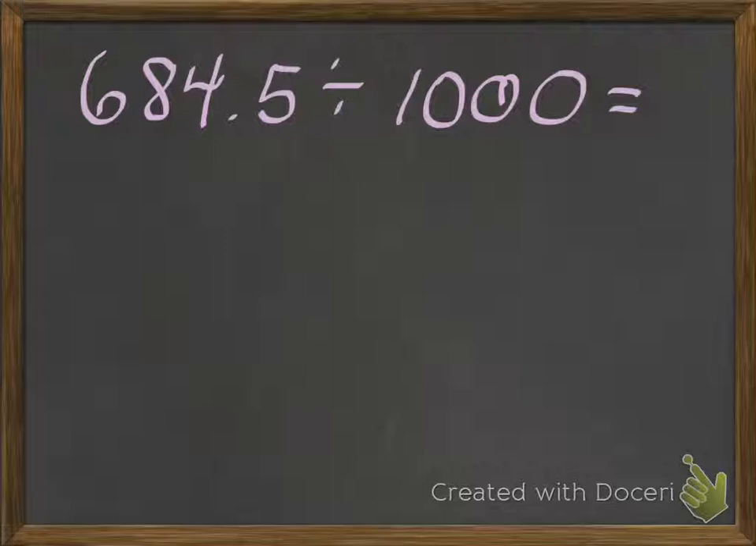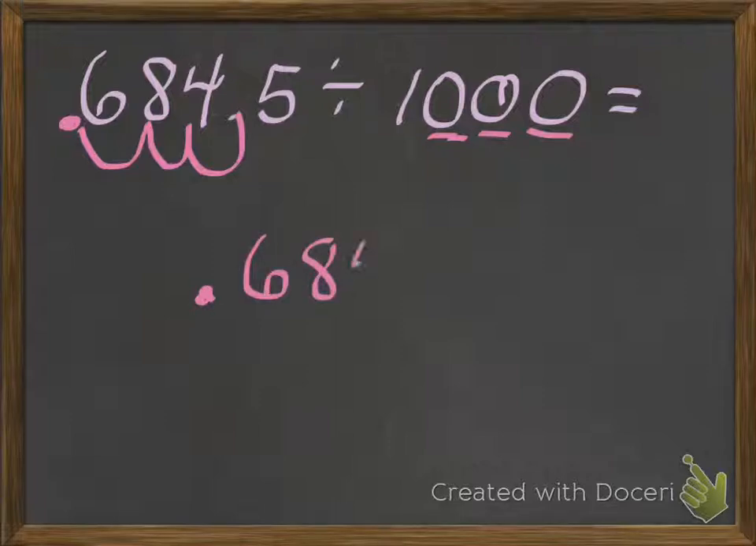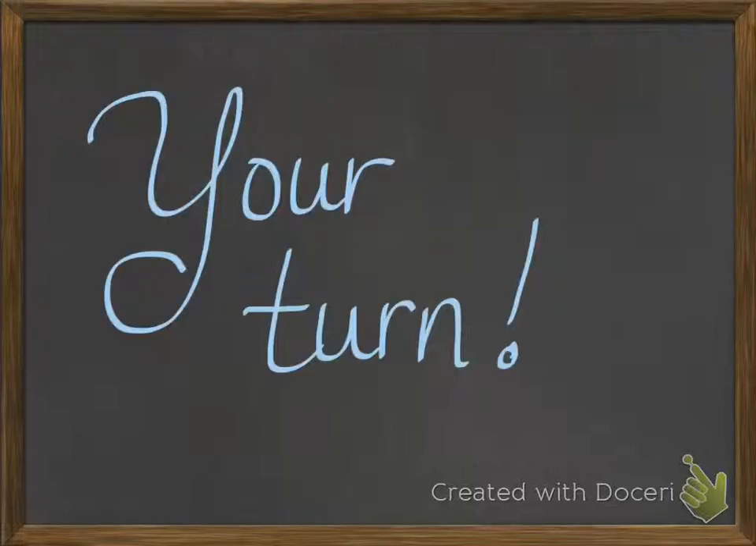684.5 divided by 1,000. There are 3 zeros. So move that decimal point over 1, 2, 3 places. And my answer is going to be 0.6845. Now it's your turn. Okay, you're going to do the problems, pause the video, then check it, see if you got it right.